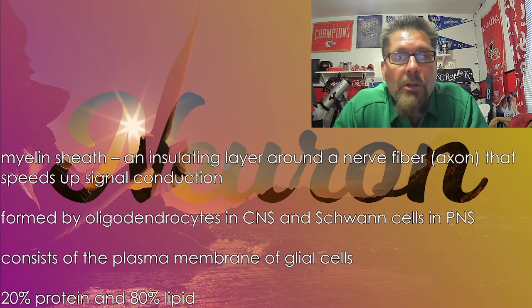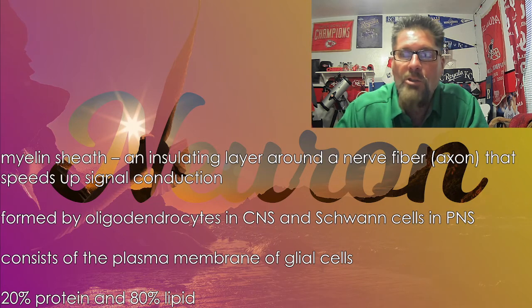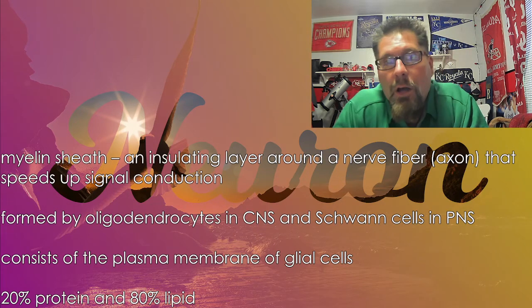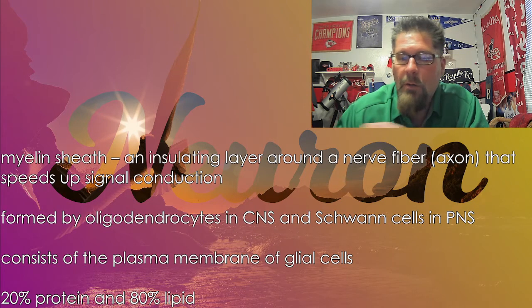The myelin sheath, as we've already mentioned, in the CNS, the oligodendrocytes make that, and in the PNS, it's the Schwann cells that do that. And you can see they're made up of proteins and lipids, with 80% being the lipid portion.